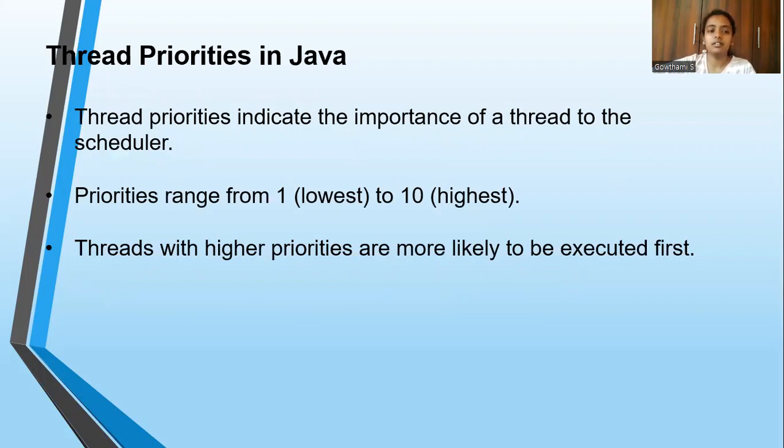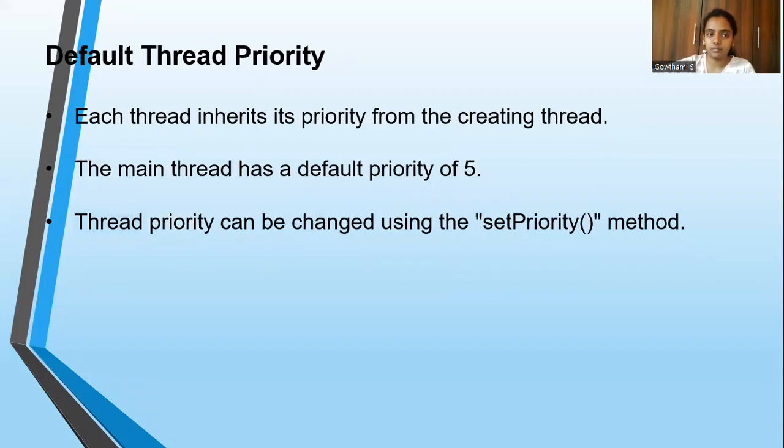Thread priorities in Java. Thread priorities indicate the importance of the thread to a scheduler. Priorities range from 1, which is the lowest, to 10, which is the highest. Threads with higher priorities are more likely to be executed first.